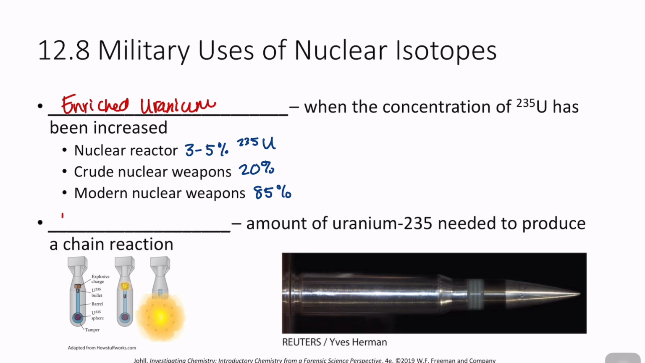We can measure the critical mass, which is the amount of uranium 235 needed to produce a chain reaction. So if you don't reach that critical mass, then you're not going to start the chain reaction. If you don't have that critical mass, then you can think of it as the uranium has been depleted. And depleted uranium metal can be used to make armor-piercing missiles, and this is due to uranium's really high density.